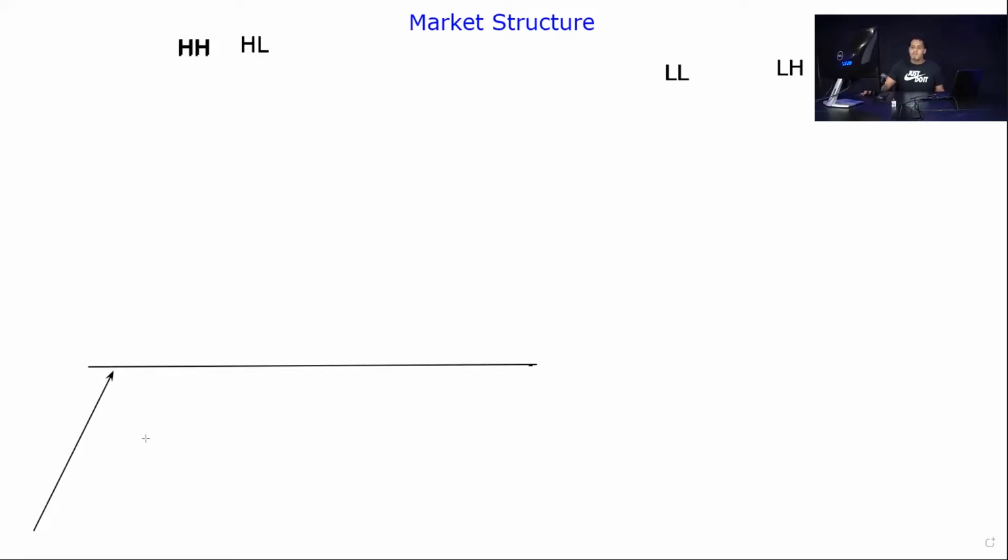Then it's gonna create a pullback. The pullback is created not only because it hit a resistance zone, but because traders are taking profit. So that's gonna bring the market down a little bit. The market is then gonna come down and find support. You may see some sideways movement at support, and at resistance as well. You'll see this sideways movement called consolidation. And then the market will make its move up.